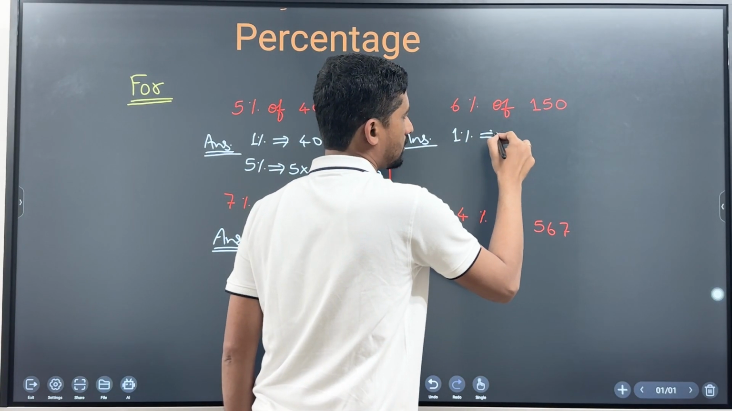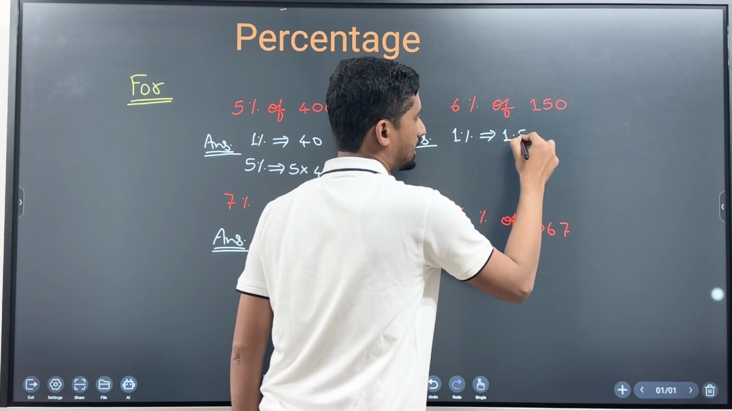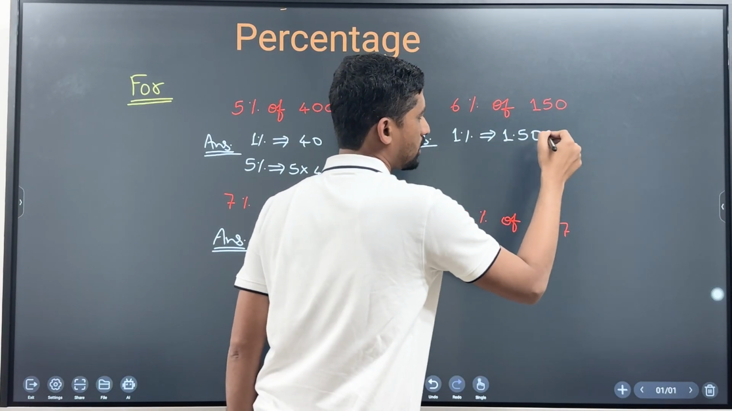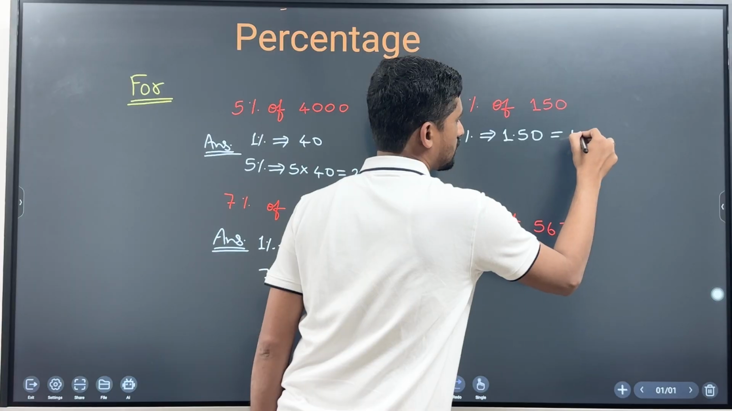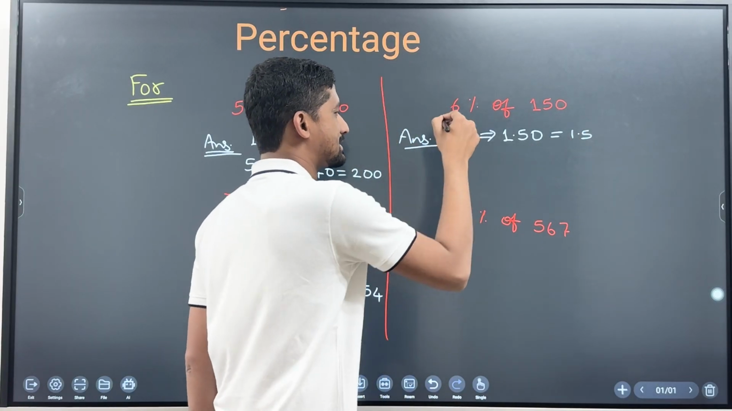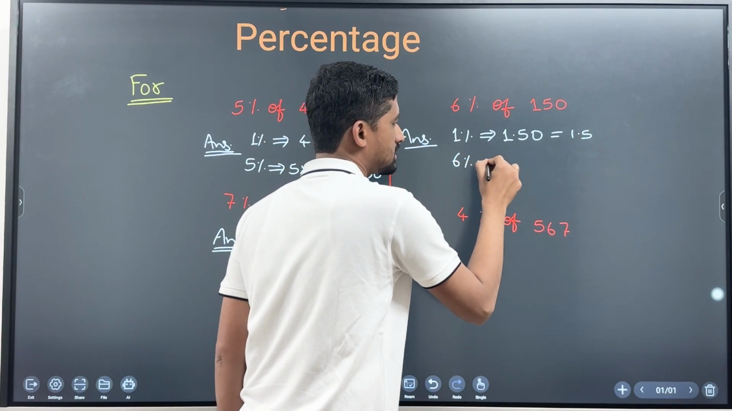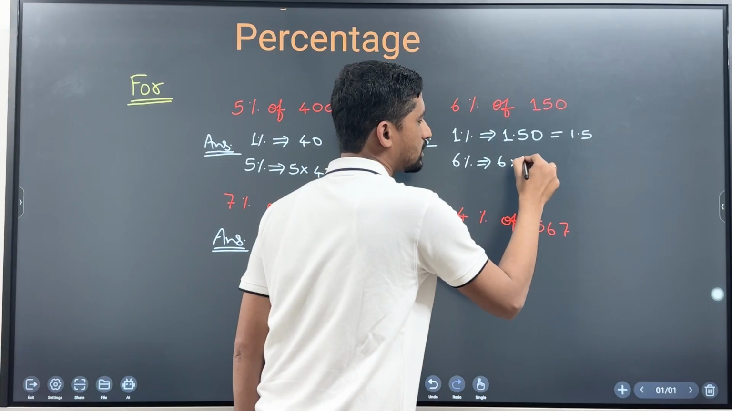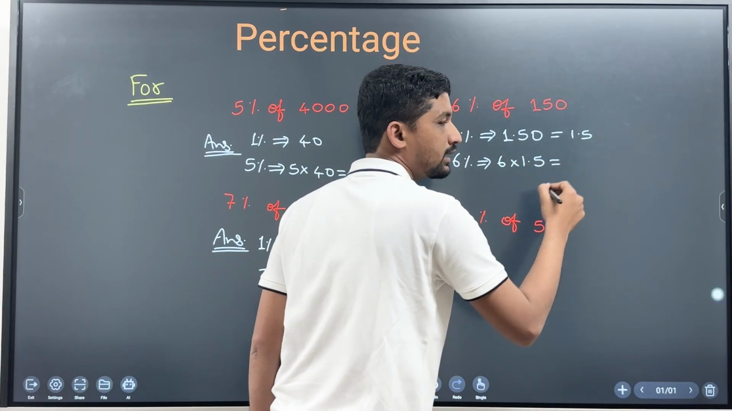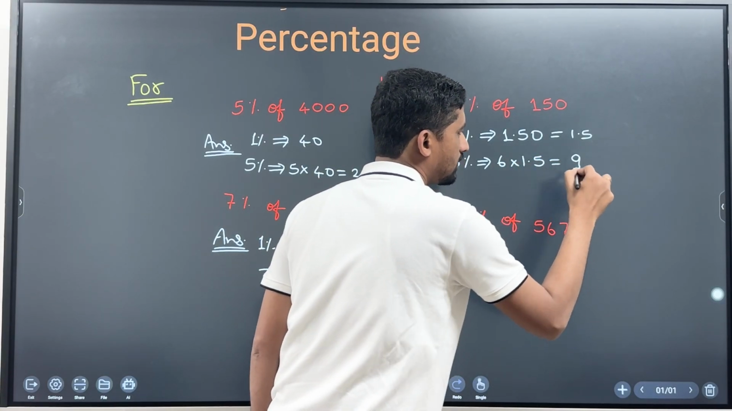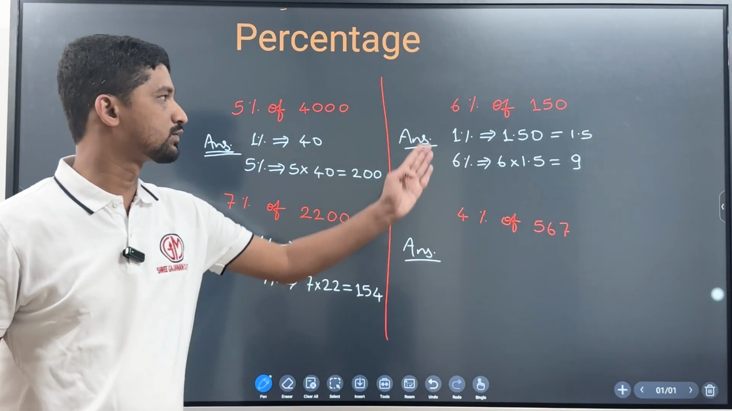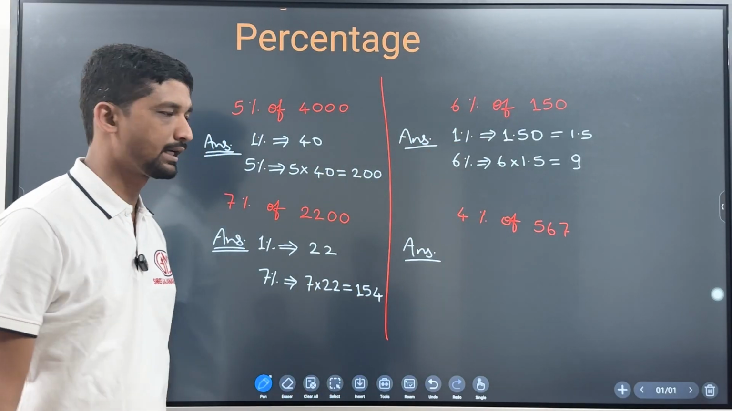Okay. Similarly, 6%. Now 1% of this is 150. We know that we have to put a decimal of 2 digits. 1.50 means it is 1.5. 6% of this will be 6 into the value of 1%, 6 into 1.5, which will be 9. So the value of 6% of 150 will be 9.